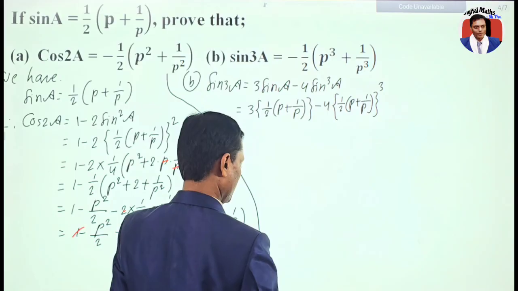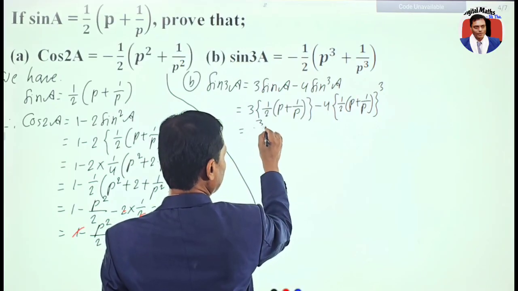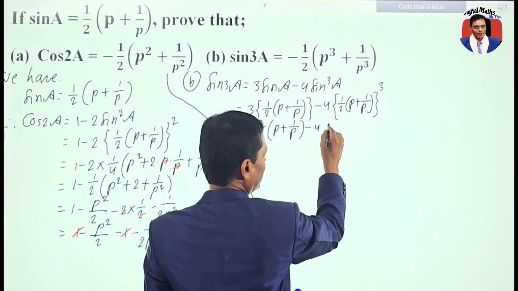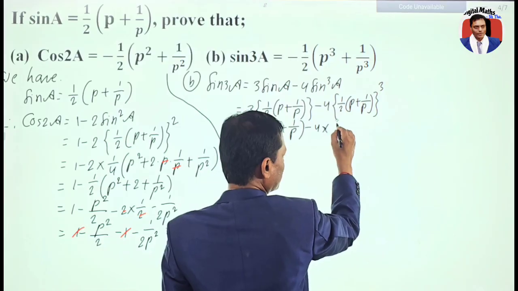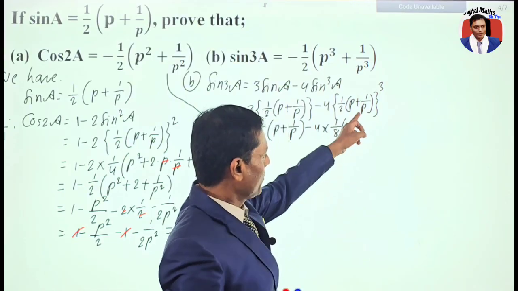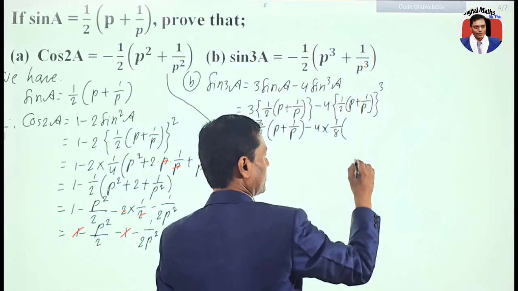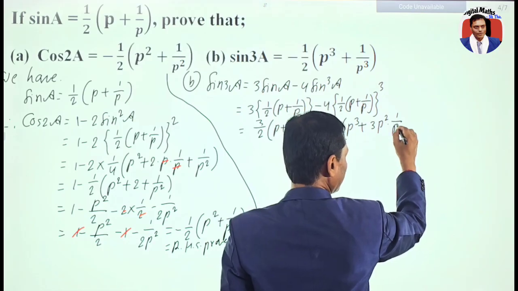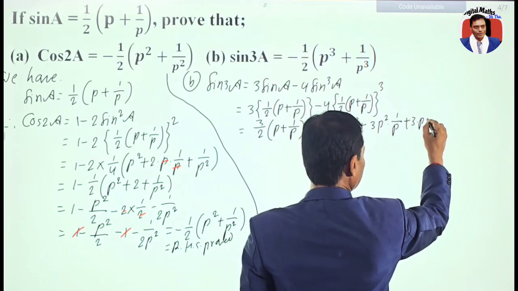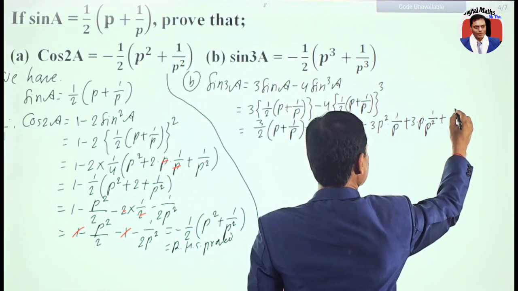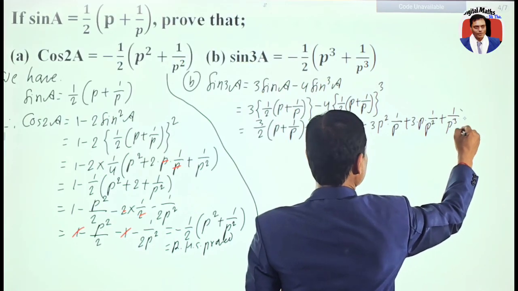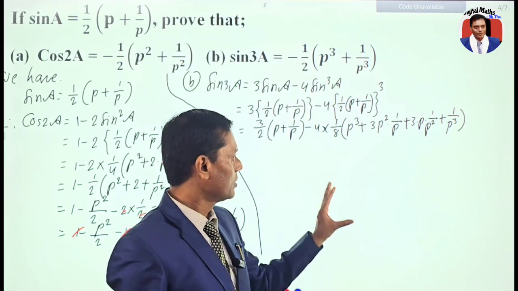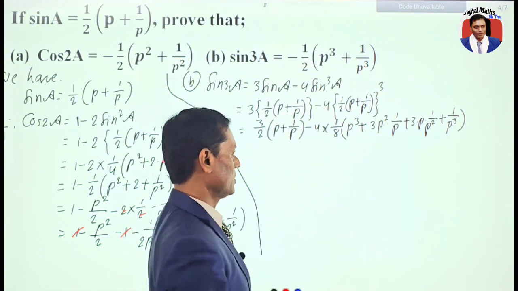So let's see the simplification here. So that is 3 by 2, and here is p plus 1 by p, right? And there is a 4 and 1 by 2 power cube, that gives us 1 by 8, and here (a plus b) whole cube formula, I'm going to apply, isn't it? So that's our a cube plus 3a square into b plus 3a and b square plus b cube, isn't it? P is at the place of a and 1 by p is at the place of b. I applied the formula (a plus b) whole cube. All of you know this formula, right?